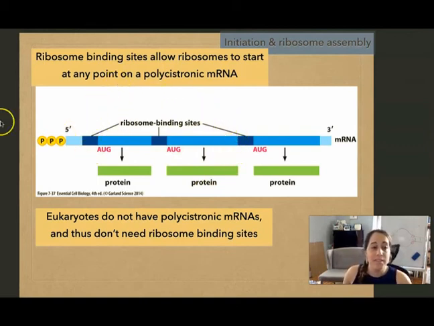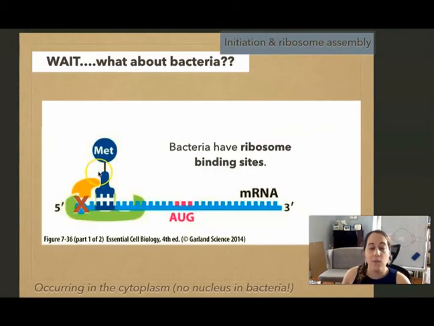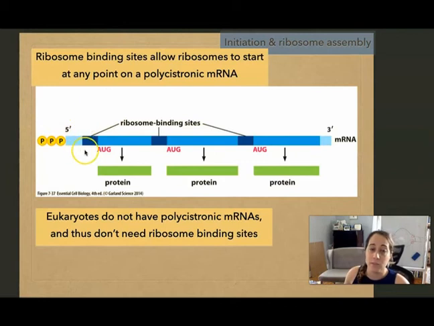So again, instead of looking for that 5' cap with the initiation factor, the small ribosomal subunit and the tRNA in prokaryotes will look for those ribosome binding sites. And so then you get the same type of assembly after the binding occurs, and the elongation process, as I mentioned, is extremely similar, or pretty much identical to that of eukaryotes. All right, so that is translation.